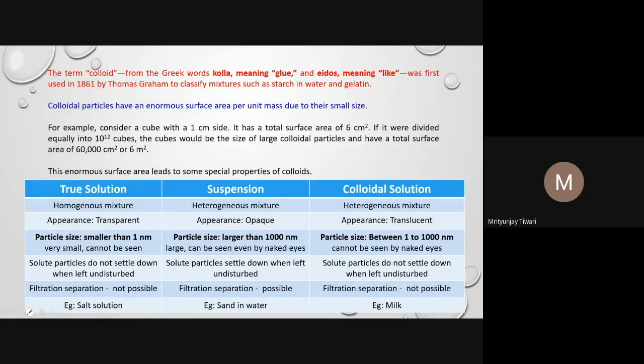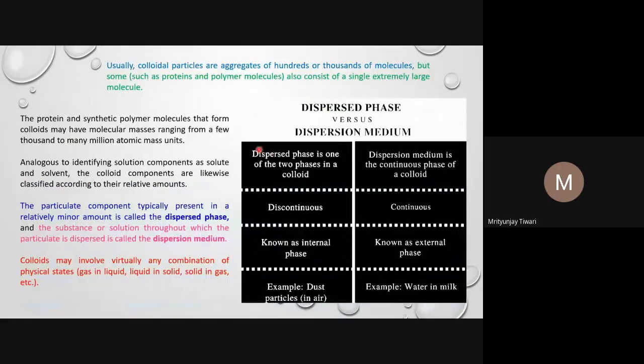And for examples, a salt solution is a true solution, milk is a colloidal solution, and a suspension is sand in water or some mud. Now, usually the colloidal particles are aggregates of hundreds or thousands of molecules. This is what I said earlier. But some colloidal particles, such as proteins and polymer molecules, are not aggregates, but a single large molecule.